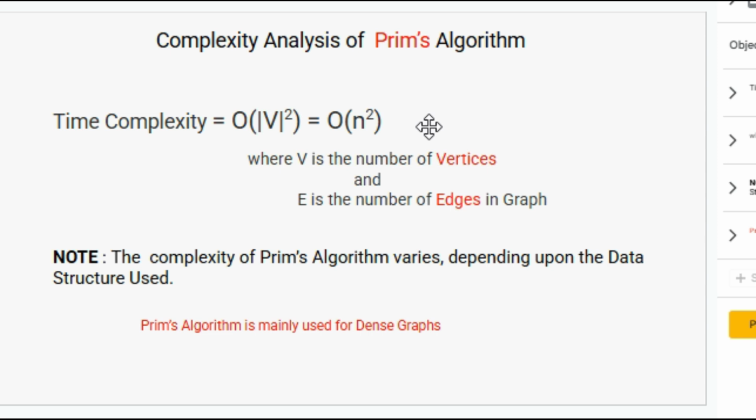There is one more point that you need to keep in mind: the complexity of Prim's algorithm also varies depending upon the data structure that you are using, whether arrays or linked lists. One point that you need to consider, which I have highlighted in red: Prim's algorithms are mainly used in dense graphs. Now what are dense graphs? That we'll discuss in our upcoming videos.